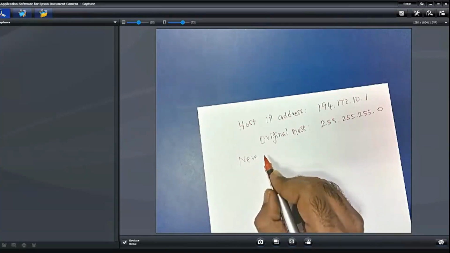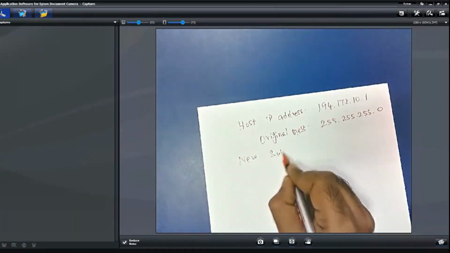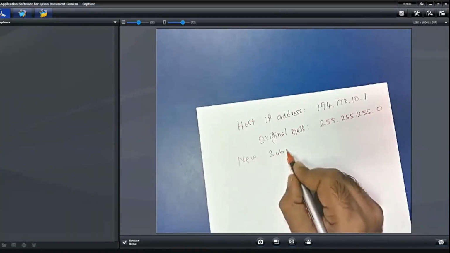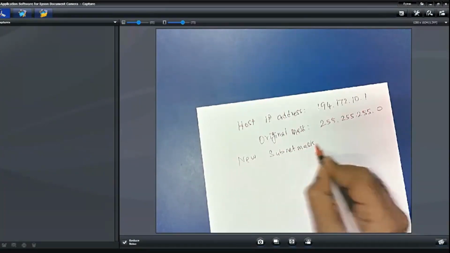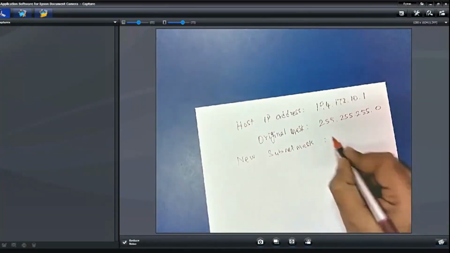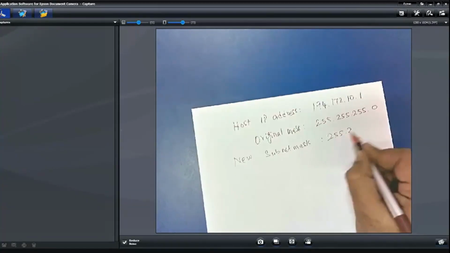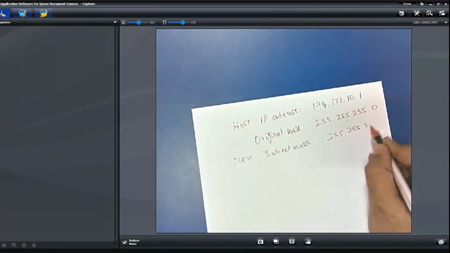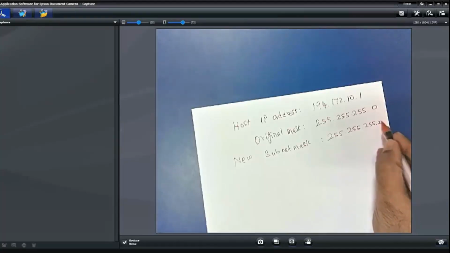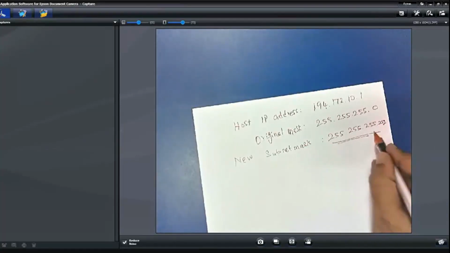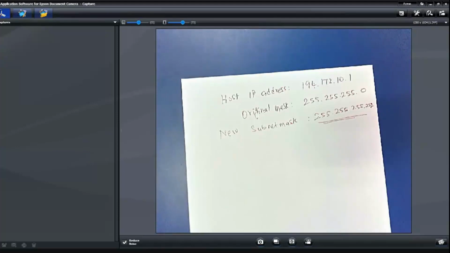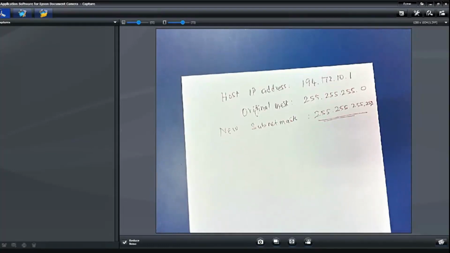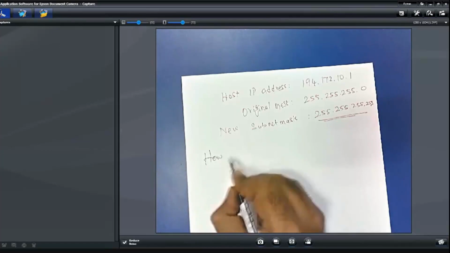The new subnet mask also I will give. New subnet mask is 255.255.255.252. Okay, 252 is the new subnet mask. So find how many subnets are created here.